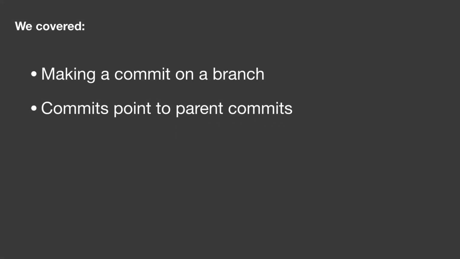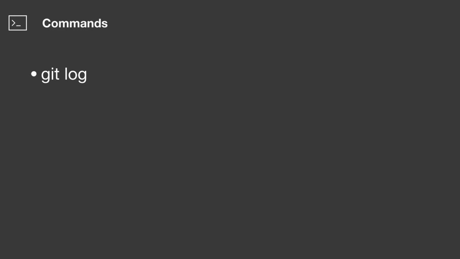Let's quickly overview. What we covered in this lesson was making a commit on a branch, and the fact that commits point back to their parent commit. We also introduced a really important command, which is git log. That was it for this lesson. See you at the next one.